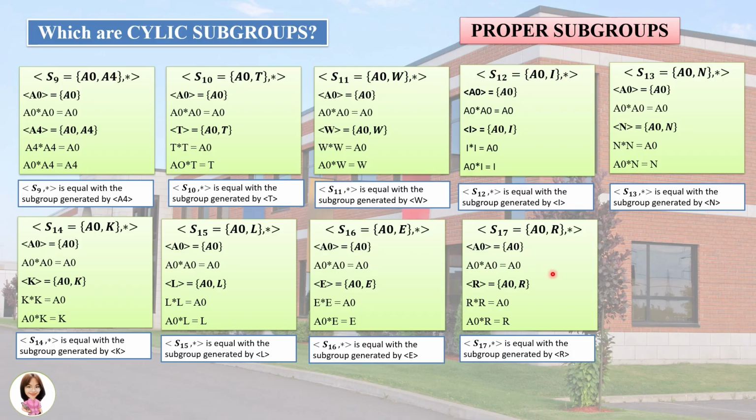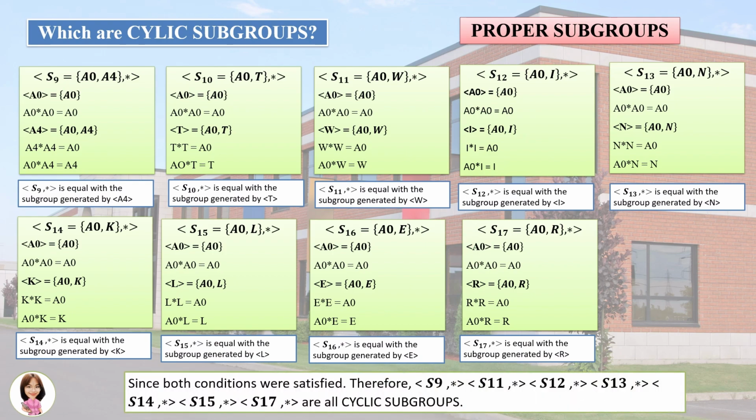So with that, since all the subgroups of order 2 have their own generators and they are also abelian, both conditions were satisfied. Therefore, we can conclude that the group of S sub 9 under binary operation star, the group of S sub 11 under binary operation star, the group of S sub 12, the group of S sub 13, the group of S sub 14, the group of S sub 15, and the group of S sub 16 under binary operation star are all cyclic subgroups.